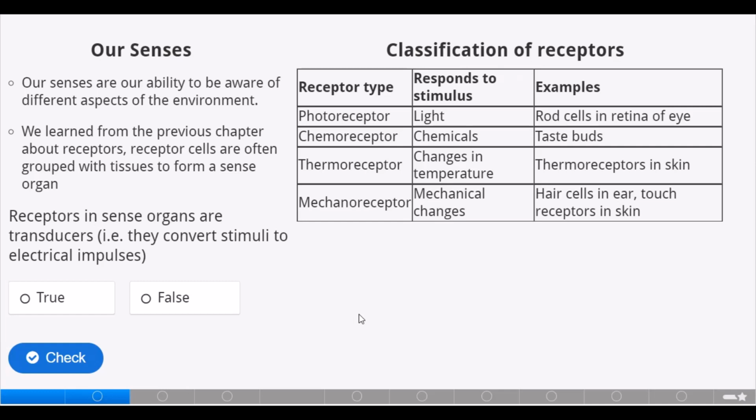I have a table here showing us classification of receptors. We have photoreceptors, chemoreceptors, thermoreceptors, and mechanoreceptors, and the type of stimulus they respond to respectively. So a quick question here says receptors in sense organs are transducers, that is, they convert stimuli to electric impulses. True or false? True.